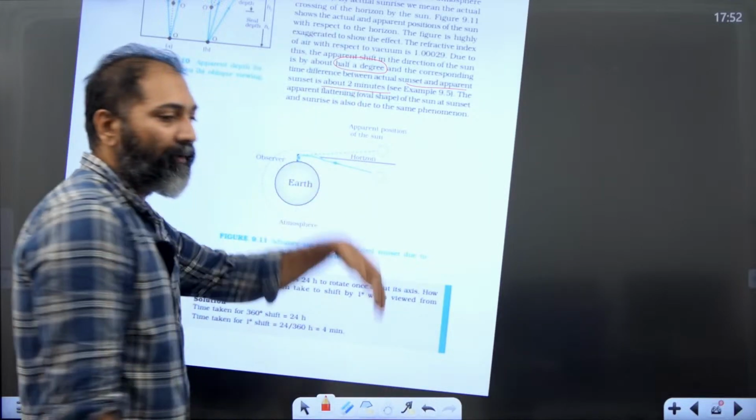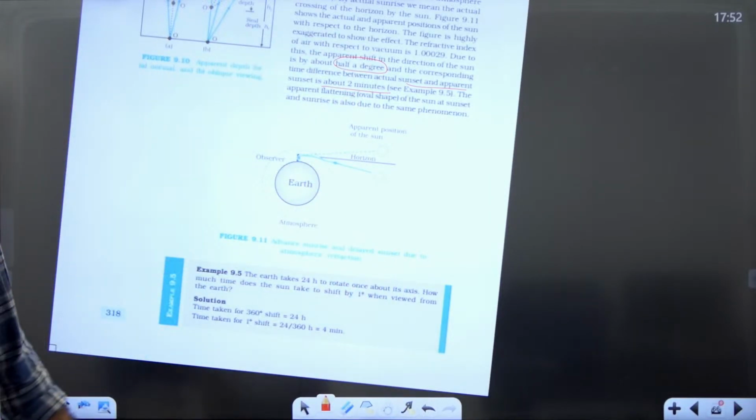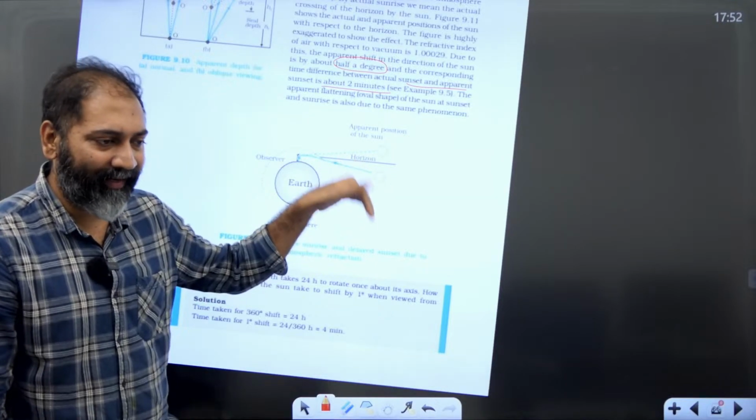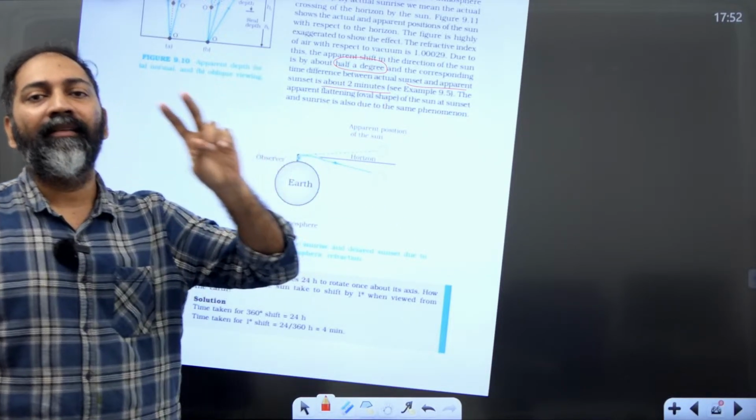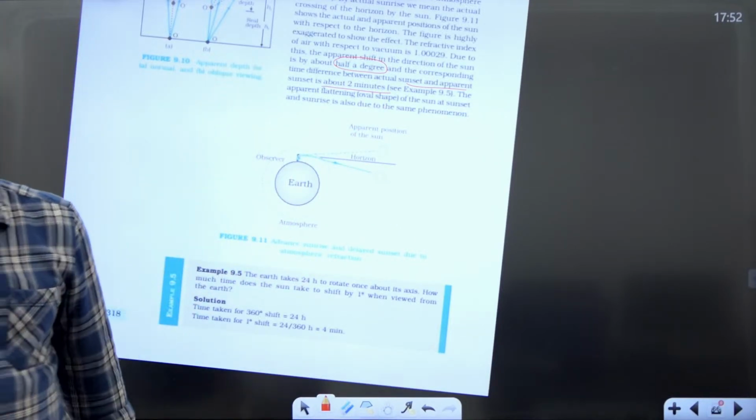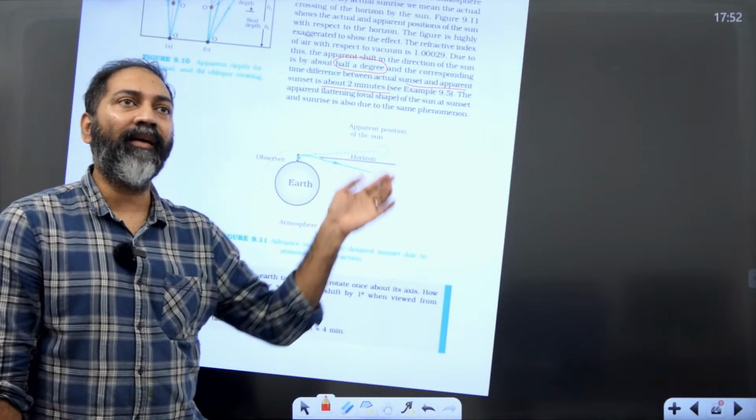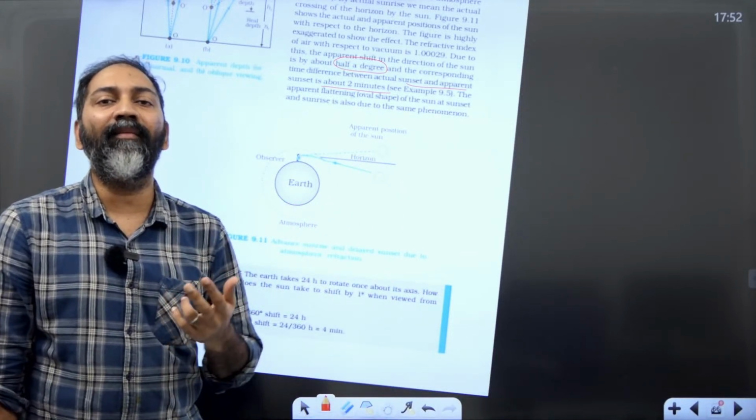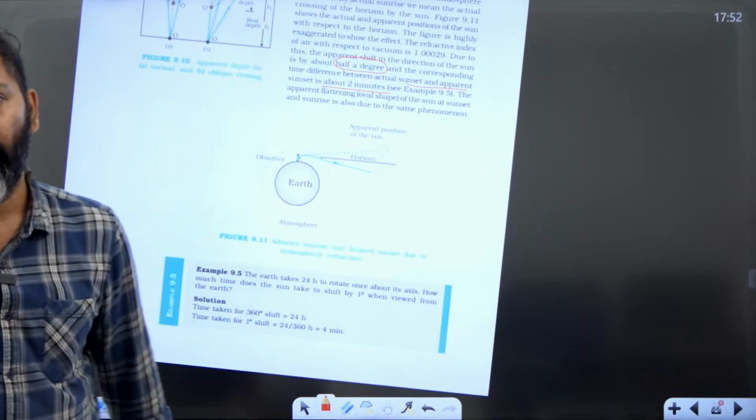Even though the actual sun is below the horizon in the morning, still we will see sun 2 minutes before. In evening time, even after sun going under the horizon, still sun will be visible for 2 minutes.